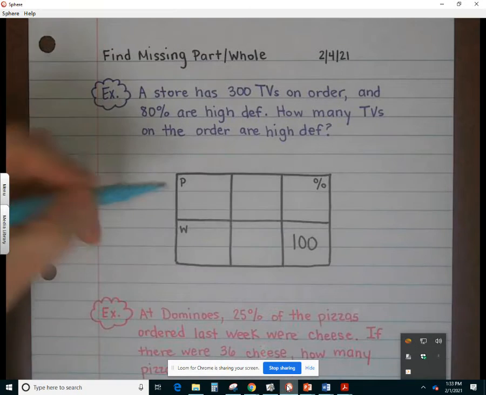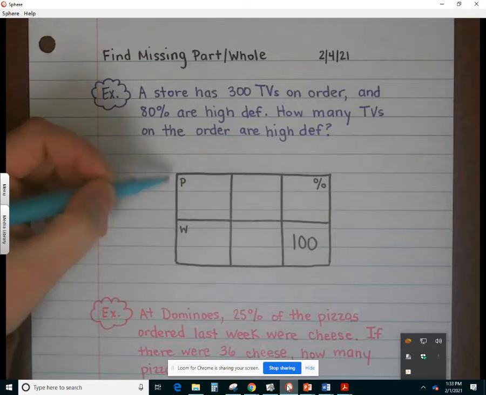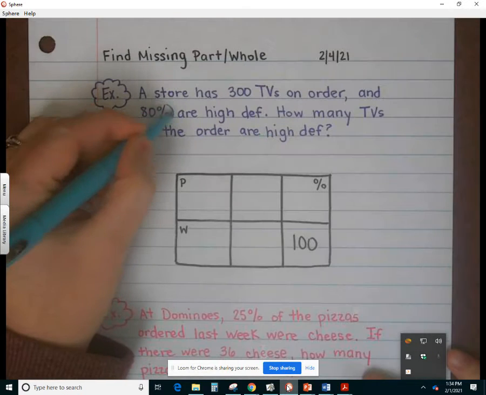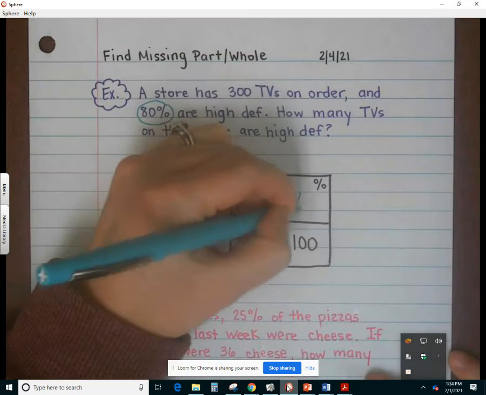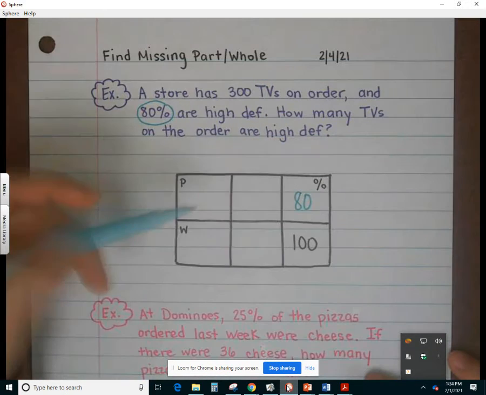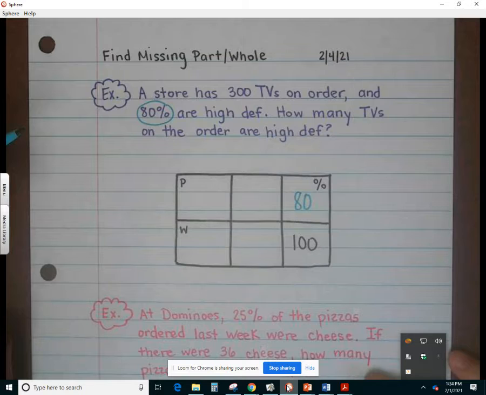So, again, P and W stand for part and whole, and we're going to go ahead and label what that is. And so, I always like to start though with my percent because we know where percent goes, and we know that this is always 100. It's the part and the whole that are a little bit harder.